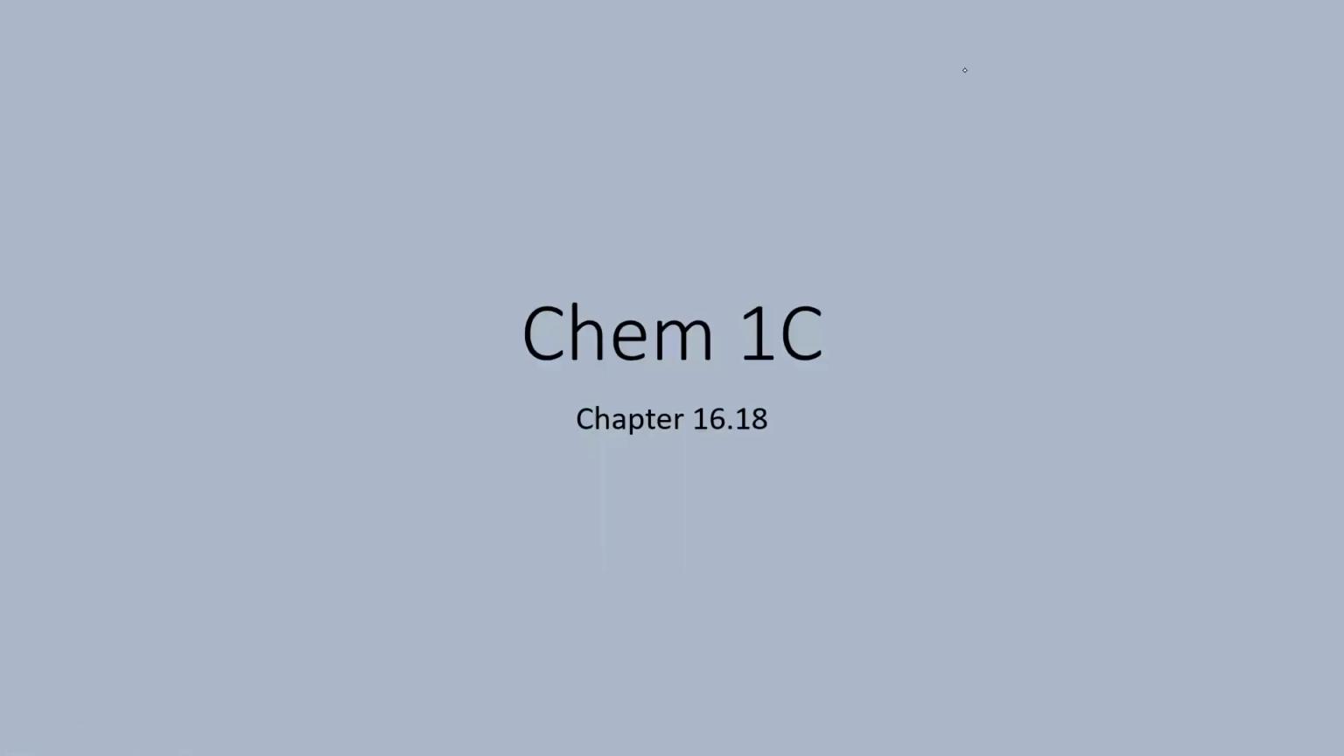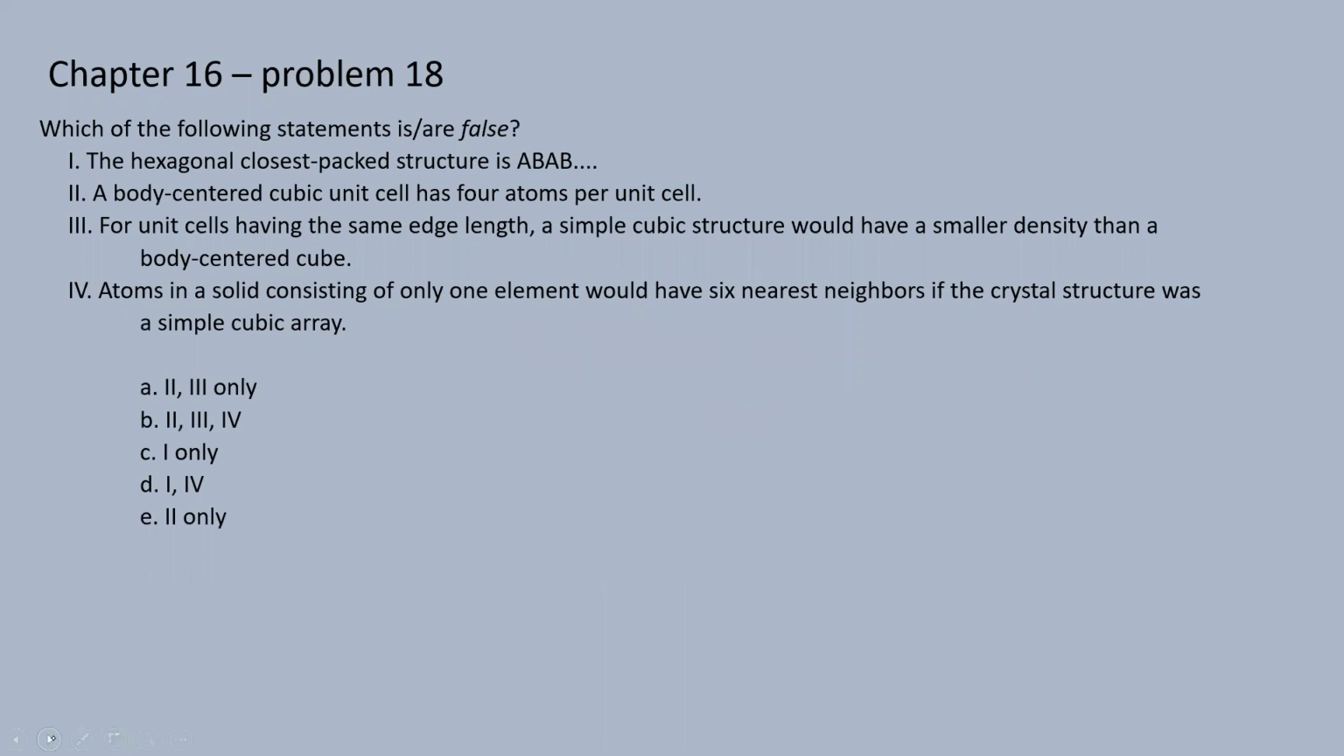Chapter 16, Problem 18. Which of the following statements is or are false? Number 1, hexagonal closest packed structure is ABAB. Well, what do we mean by that?